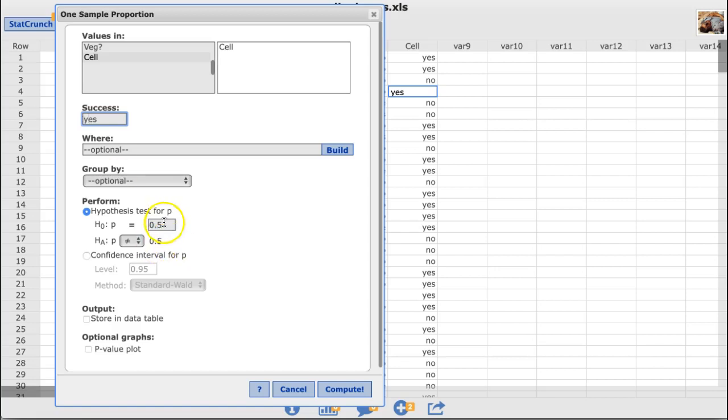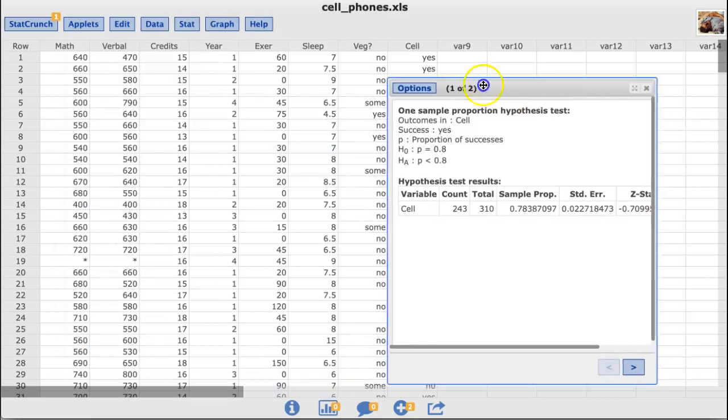Then of course, the null hypothesis here was 0.8, and we're doing a one-tail test, which is less than. Then I click this for the p-value plot. So I'm looking at the variable cell, counting the yeses out of all of them, and then constructing the test. That's what we get here.